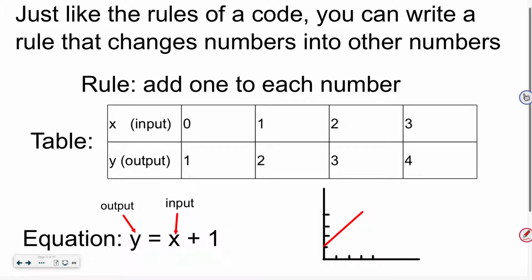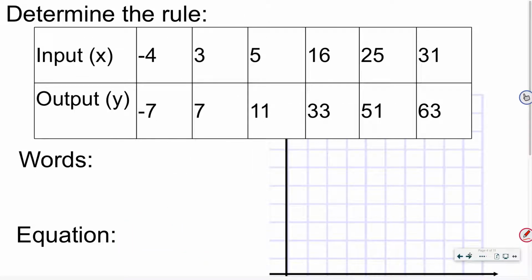If I needed to plot these points on the graph, 0 and 1, 1 and 2, 2 and 3, and 3 and 4, that represents my line. So this is a function where the rule is to add 1 to each number. This is the information in your table, the equation that would represent this, and then you can graph it one of two ways. You can graph it from the equation, your y-intercept of 1, and then your slope of up 1 over 1, or you could have plotted points from the table. But the idea of a function is a rule, and that rule is the equation that we have.